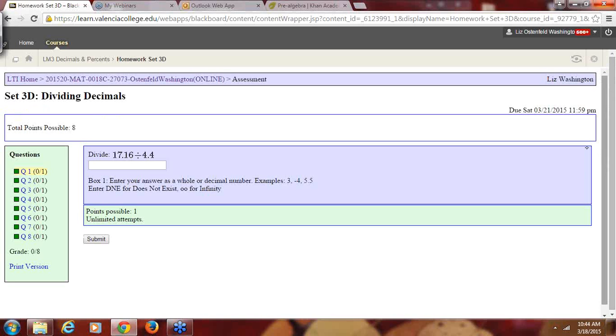Perfect. Okay. So dividing decimals by hand. So you got 17.16 divided by 4.4. And of course, I'm not using the correct words for these decimals. I'm being lazy. So I got 17.16 divided by 4.4. So it's going to be 17.16 divided by 4.4.